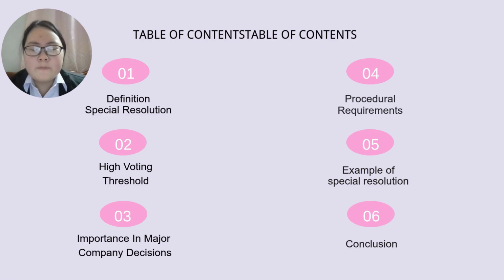So our group today will present six points. The first point is the definition of special resolution. Second is the voting threshold. Third is the importance in major company decisions. Number four is procedure requirements. Number five is an explanation of the special resolution. The last point is the conclusion.